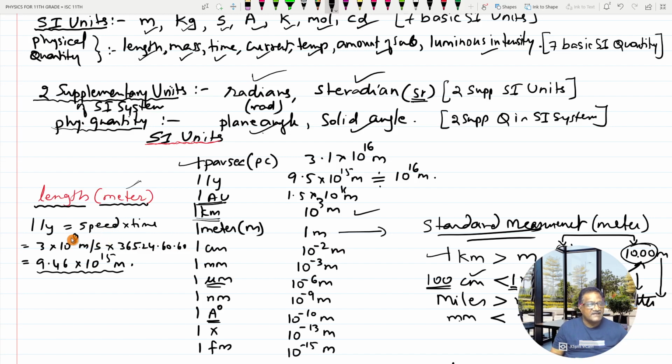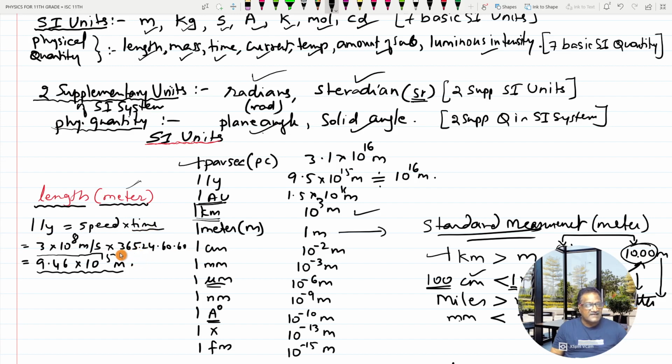And 1 light year, you can understand this way. 1 light year is equal to the speed of the light multiplied by the time. The speed of the light is 3 into 10 raised to 8 meter per second, multiplied by the time in 1 year. So in 1 year, how many seconds are there?